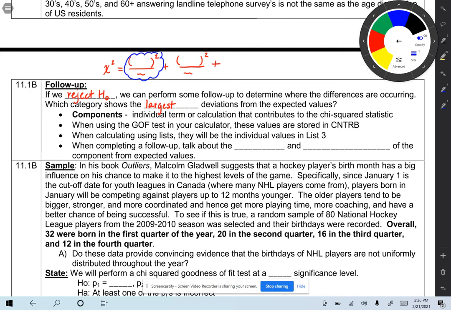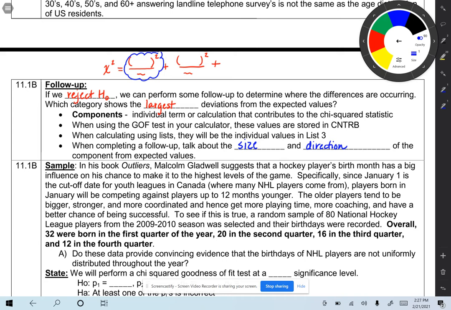So in our last example, the biggest difference was the groups in the ages 20s and 50s. In the 20s, the value was 17.49, and in the 50s, it was 14.5175. When calculating using lists, the components will be the individual values in list 3. When completing a follow-up, talk about the size and direction of the component from your expected values.